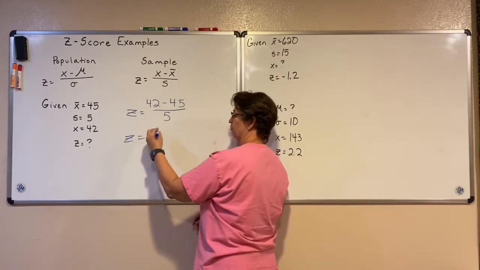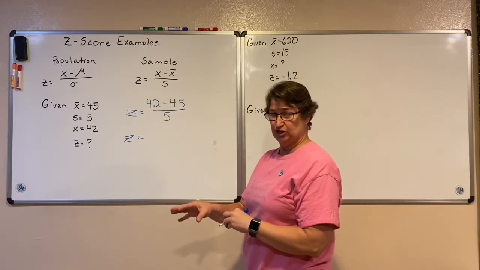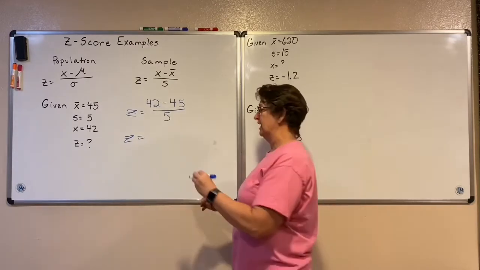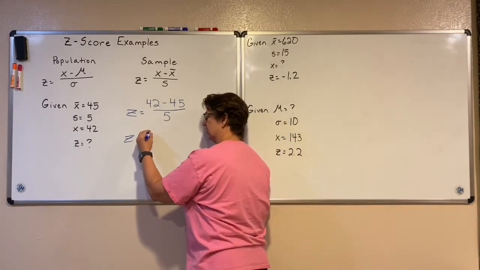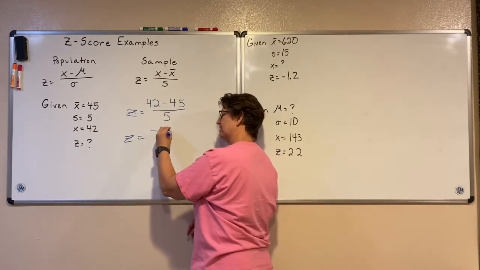42 minus 45, well, notice that that 42 is below average. It's smaller than the mean. So my z-score is going to end up being a negative number. 42 minus 45 is a negative 3.